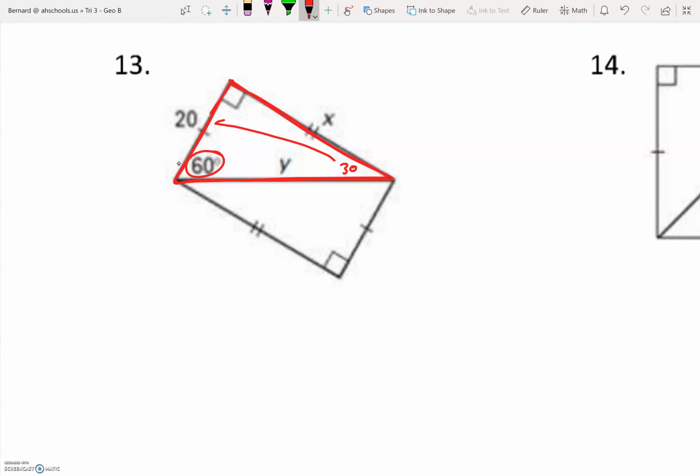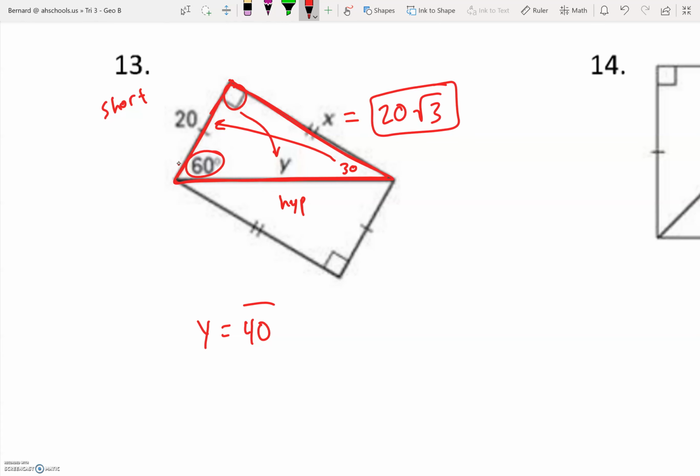And so this time the information we have is actually the short leg. And that's nice because that's the one everything's based off of. So if you find your 90, our y is our hypotenuse. And the hypotenuse is always twice as big as the short. So if the short is 20, then y has to be 20 times 2, which is 40. And then your long leg, so that's where x is, it's always your short leg times the square root of 3. And so x is going to be 20 root 3. And those are our two answers here.